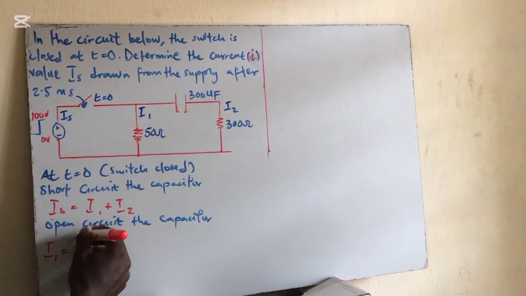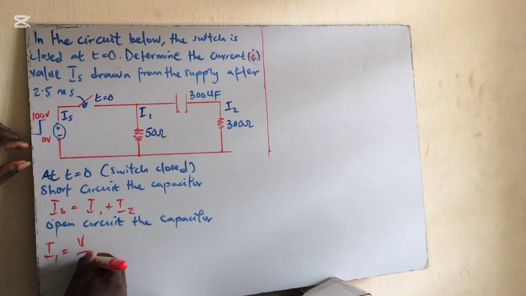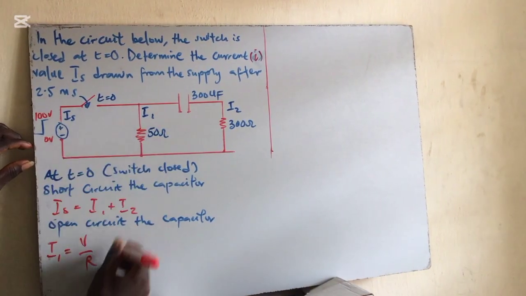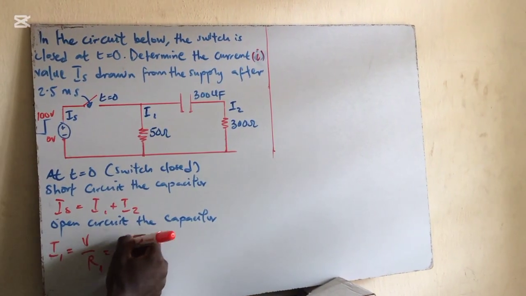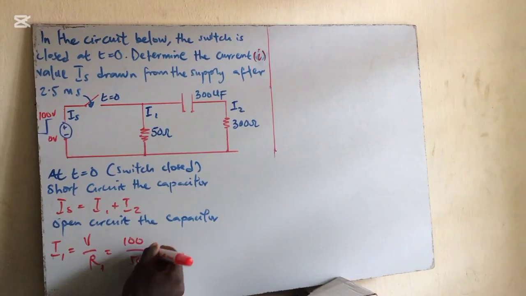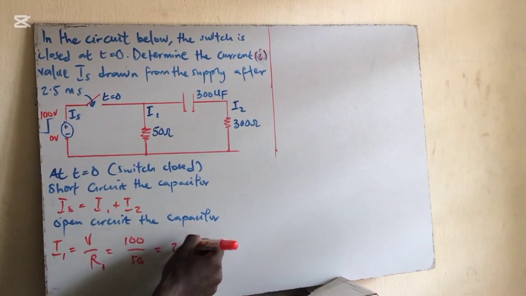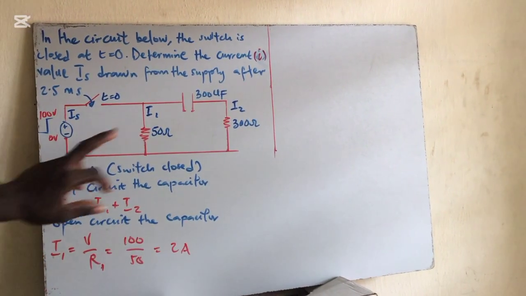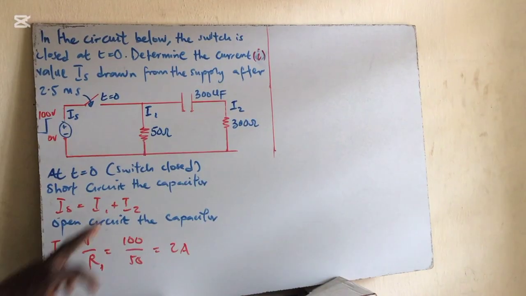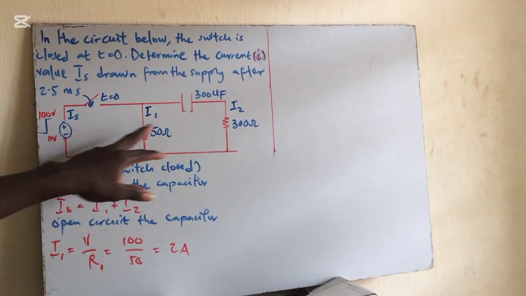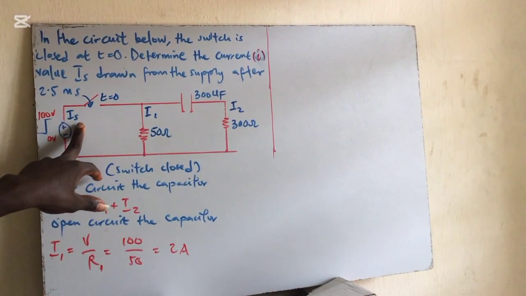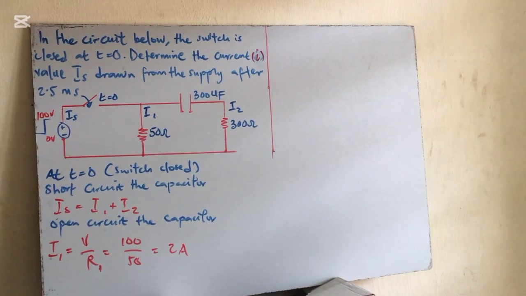And what is I? I is going to be V over R. That means the current there, I can say R1. So that will be 100 over 50, which is 2 ampere. Now, I need I2 also. I've gotten I1 now. I need I2, because I want to add I1 and I2 to get IS. Remember, they asked us to look for IS in the equation.